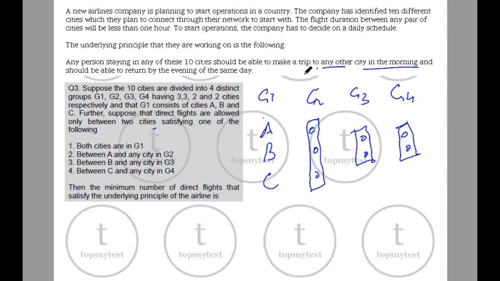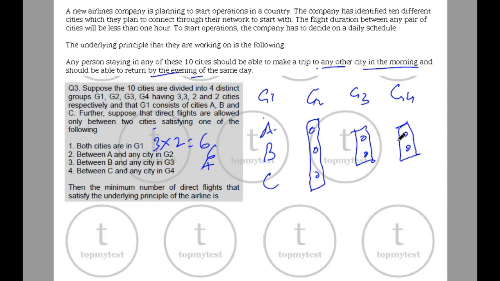Again, let's calculate the morning flights. Between 2 cities in G1, from is 3 options, to is 2 options, so 6 flights have to be scheduled between these cities. Between A and any city in G2, there will be 3 onward flights and 3 return flights, so 6. B and any city in G3, 2 onward flights and 2 return flights, so 4. Similarly, between C and any city in G4, 2 onward flights, 2 return flights, so 4.